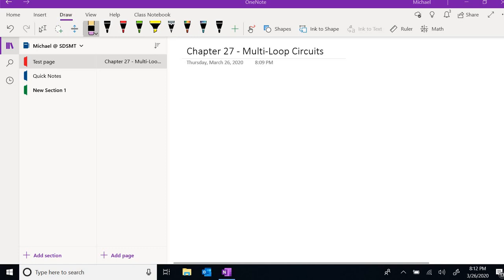Hello everyone, this is Mike Dowding with the SD Mines Physics Department, continuing our discussion on Chapter 27 material. And today we're going to go over some examples of multi-loop circuits.